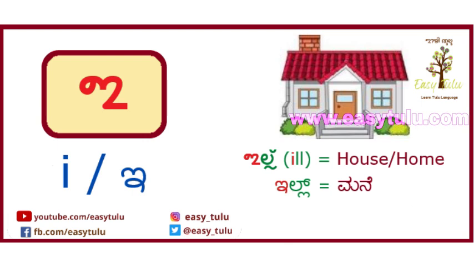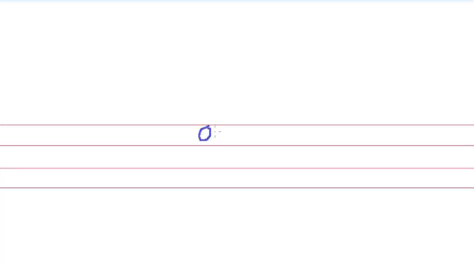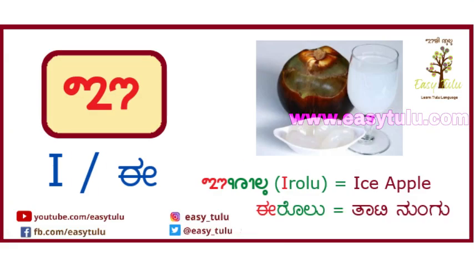E. This is the short E sound. Example: Illu. Illu means house. Mane in Kannada. Let us see how it is written. E. Next one is E.